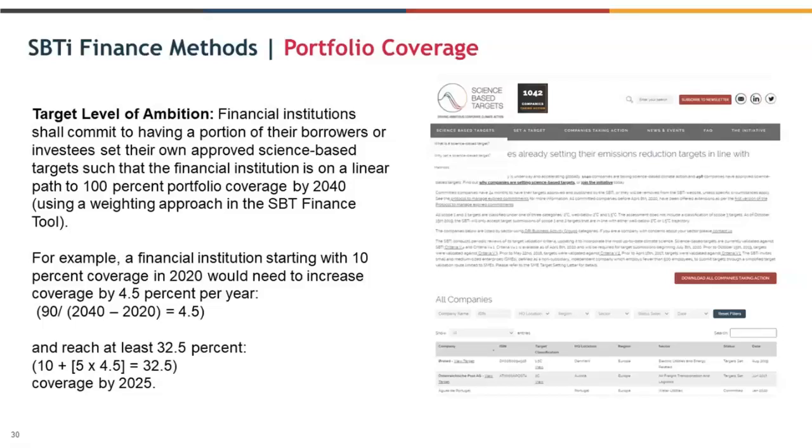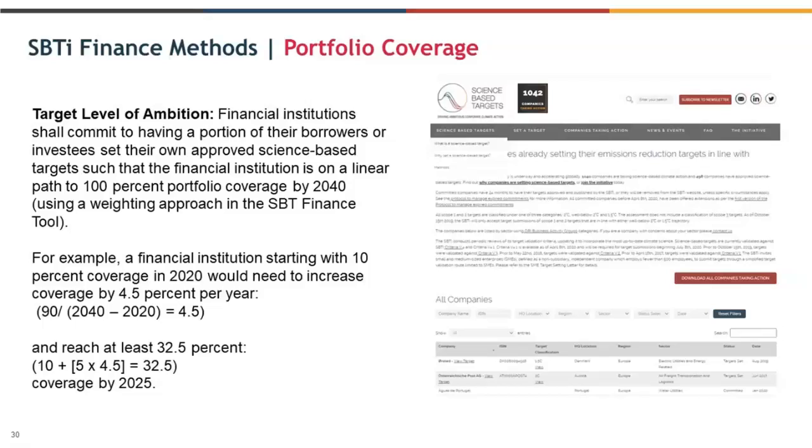And what we do then to look at what is the pathway is take the remaining percentage to get them to 100. So in this case, they will need to increase that by 90% to get to 100% coverage by 2040, and they would need to do that over the next 20 years. So 2040 is the ultimate target here to reach 100%. This means they will essentially have to increase coverage by 4.5% per year. That is the minimum required coverage for any valid target.